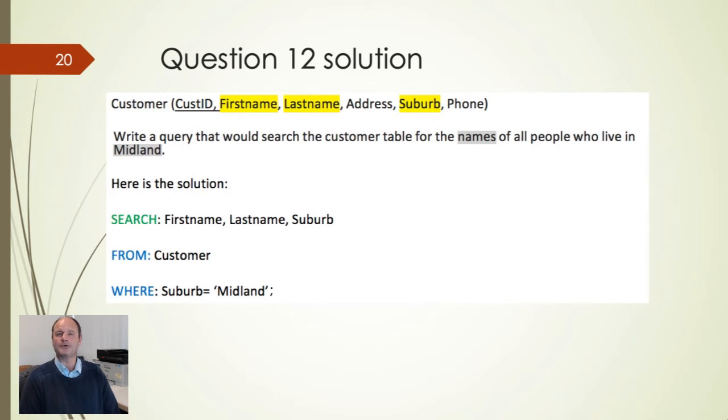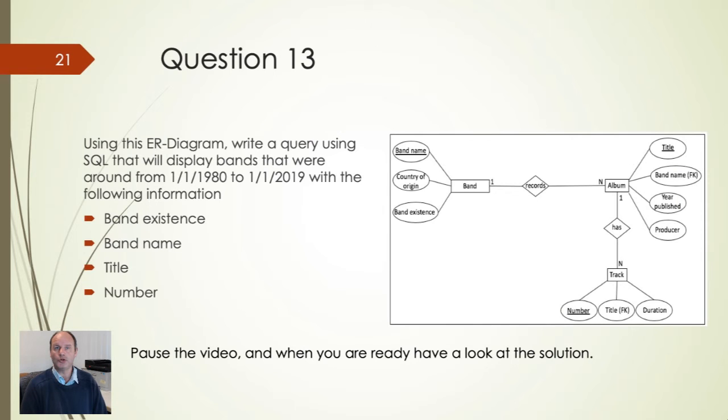Let's do one more bonus question. Using this ER diagram, write a query using SQL that will display bands that were around from the 1st of the 1st, 1980 to the 1st of the 1st, 2019, with the following information: band existence, band name, title, number. Pause the video, and when you are ready, have a look at the solution.